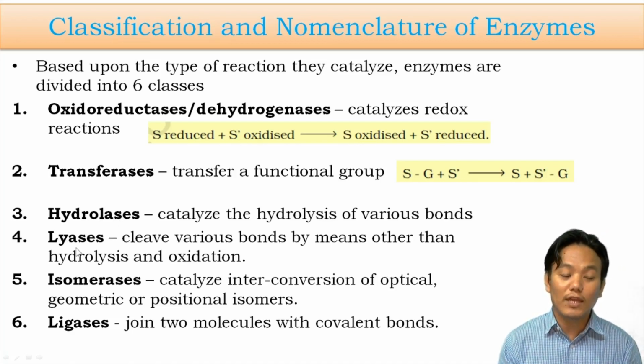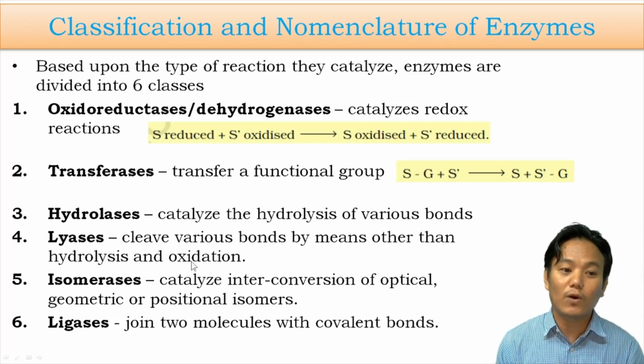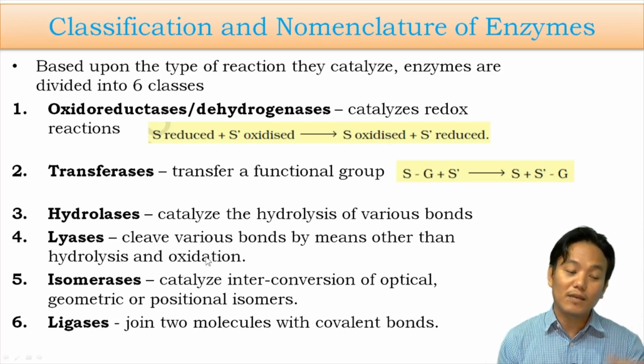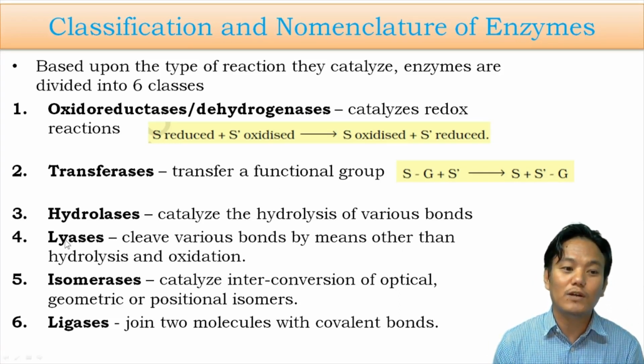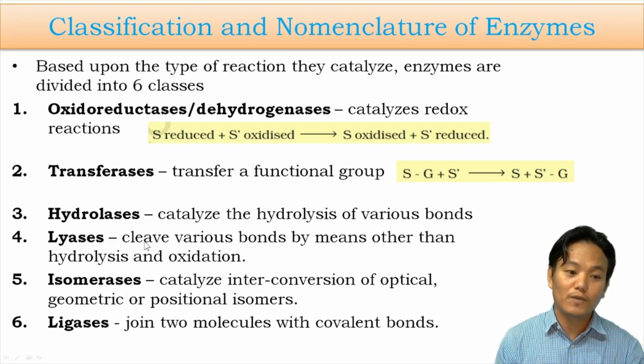Lyases are the enzymes which can cleave various types of bonds by means other than hydrolysis and oxidation. Enzymes which belong to the group lyases do not break the bond by hydrolysis or oxidation. They break bonds by other different means. Okay, and next is the fifth one.